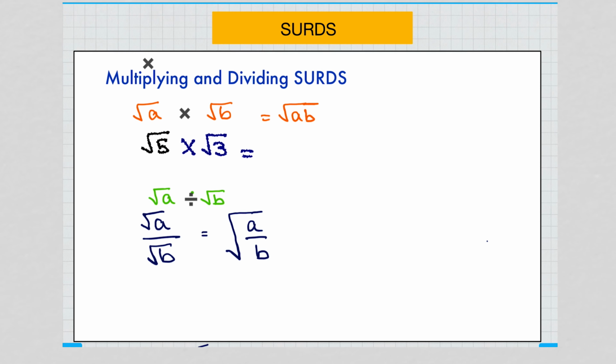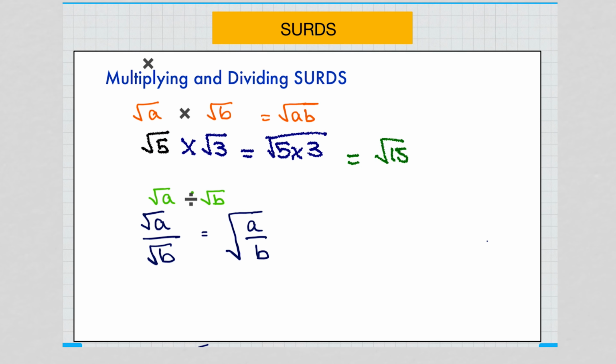So what we can do is write them together under one root: 5 times 3. In the next step, 5 times 3 is 15. Clear? So if you have root 5 times root 3, we can write them together under one root, 5 times 3 equals 15. So this is one rule of the surds. Now let's look at another example.